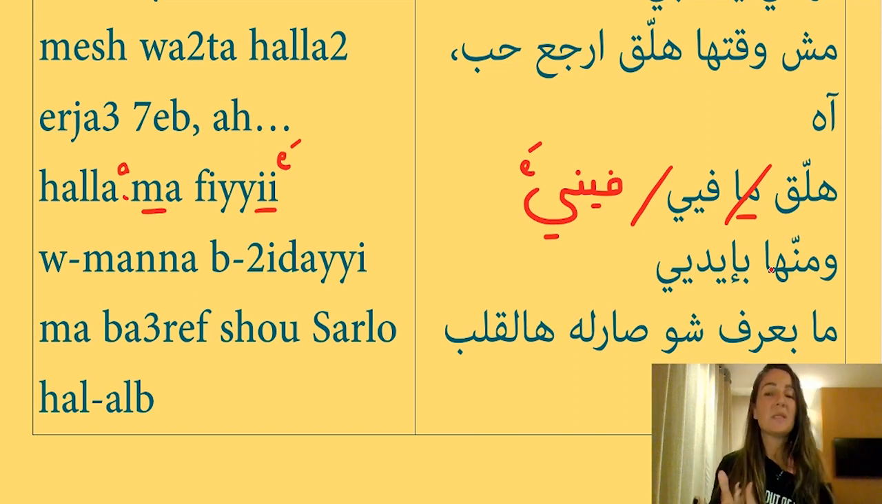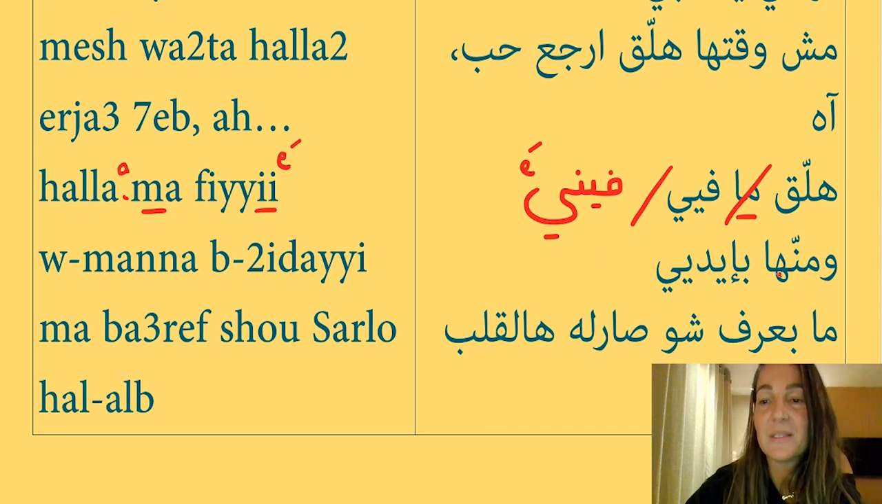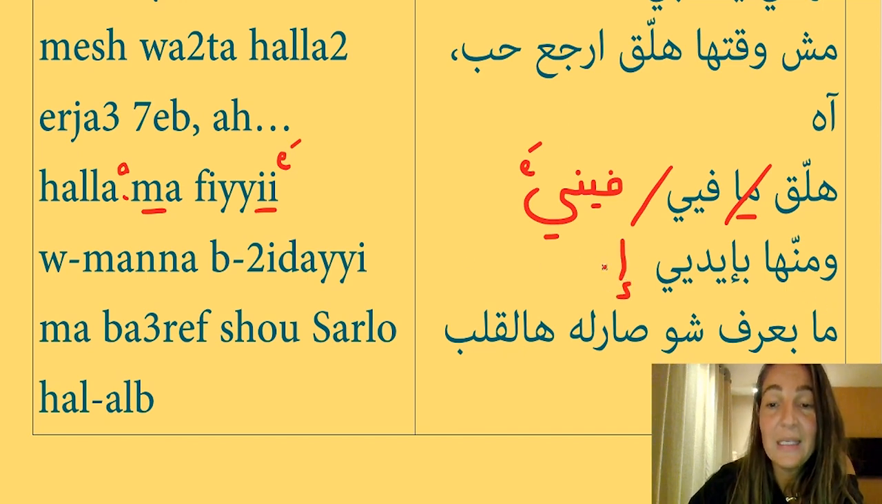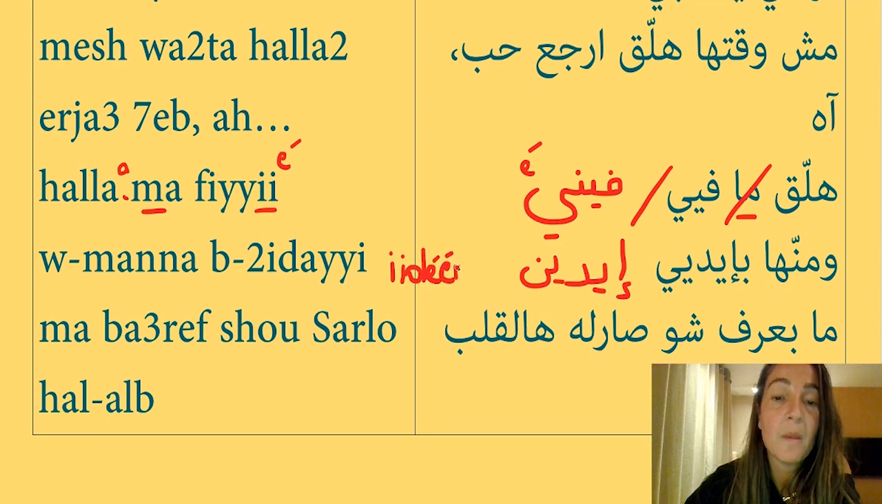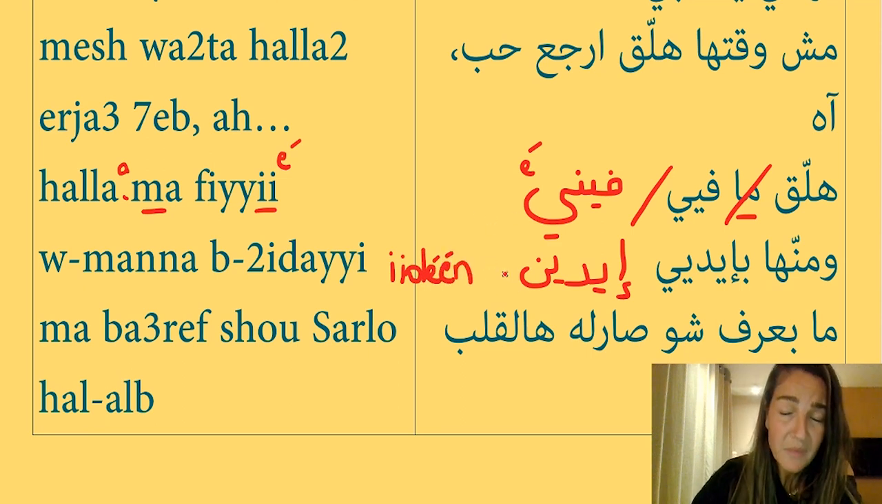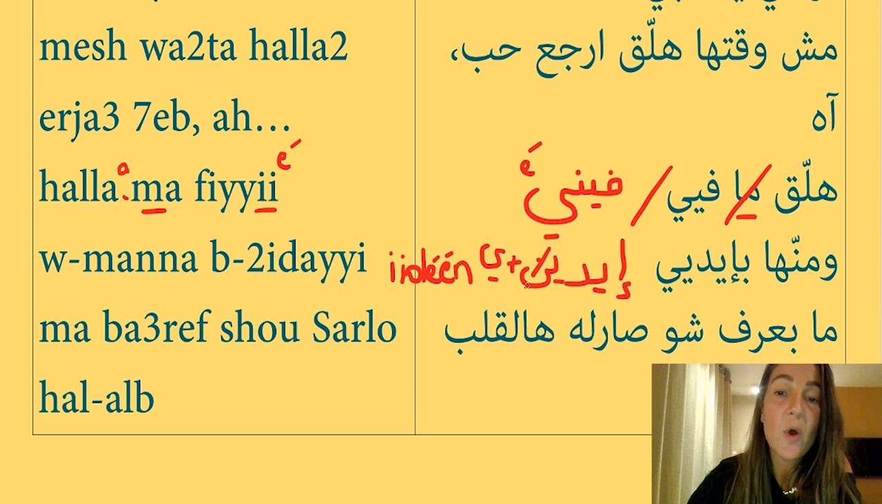Okay, sometimes we can say مش بإيد, not in my hand, إيد, just one hand. But here she uses the plural form in the song. So let's break this down. So إيدين, إيدين means hands in Arabic. But when I want to add the possessive ending to it, which is the my, the e here, I'm not going to say idaine anymore. We drop the last noon and it becomes idaye. So instead of saying idaine, it becomes idaye.